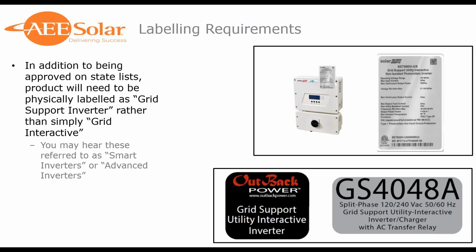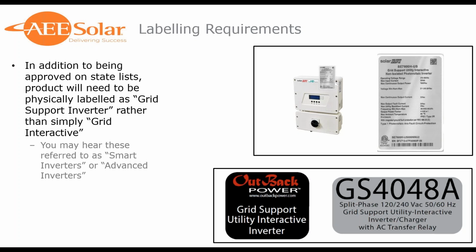So in addition to being on the approved state lists, such as the CEC list, the Hawaii approved equipment list, etc., the product will need to be physically labeled as a grid support inverter rather than simply grid interactive. So I've put here a couple call outs, and if you can see my mouse, you'll see the SolarEdge HD Wave inverter. The label on the right side actually lists grid support, utility interactive, non-isolated photovoltaic inverter. Grid support there is, of course, the words that matter. Got a couple examples here from an Outback Radian. Grid support, utility interactive. Those are the words you're looking for.